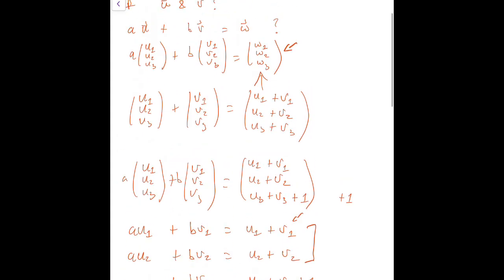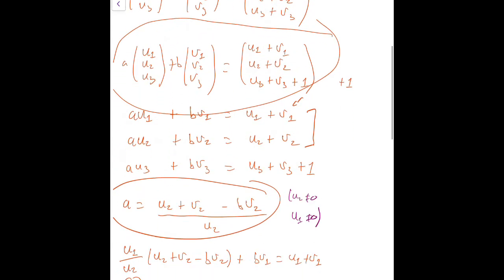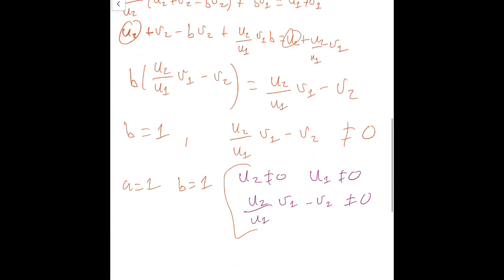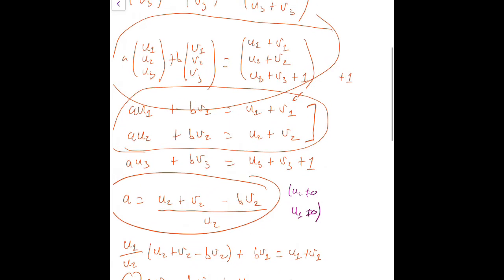If you want to solve this system of equations, in particular, these top two equations have to be solved. And subject to these purple restrictions here, the solution is A is equal to 1 and B is equal to 1. But that is clearly not going to be a solution to this bottom equation here, because that's going to tell you that U3 plus V3 is equal to U3 plus V3 plus 1. But that equation is just equivalent to 0 is equal to 1.